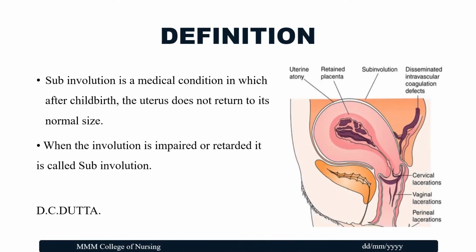The definition of subinvolution. Subinvolution is a medical condition in which after childbirth the uterus does not return to its normal size, or when the involution is impaired or retarded, it is called subinvolution. This is according to D.C. Datta. After the delivery, the uterus will return to its normal size. That is called involution. If there is some retarded or impaired involution, then it is called subinvolution. In this picture, you can see that there is retained placenta and uterine atony and subinvolution happened.